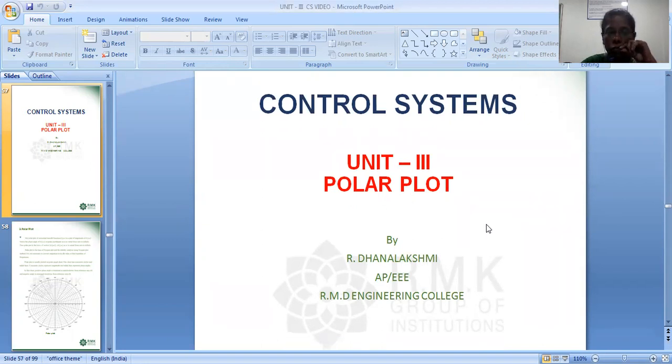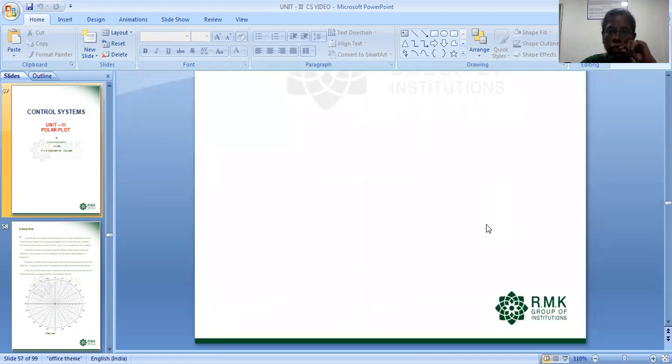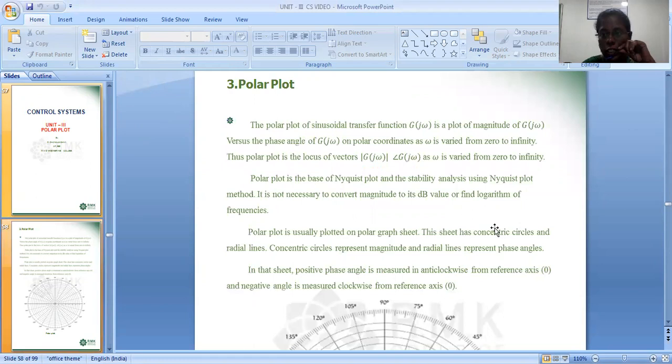For doing this polar plot, we need a polar graph sheet. We all know that the polar graph sheet consists of concentric circles with radial lines. Using the polar graph sheet, we can do the polar plot, and after plotting, we can find the gain margin and phase margin of the system.